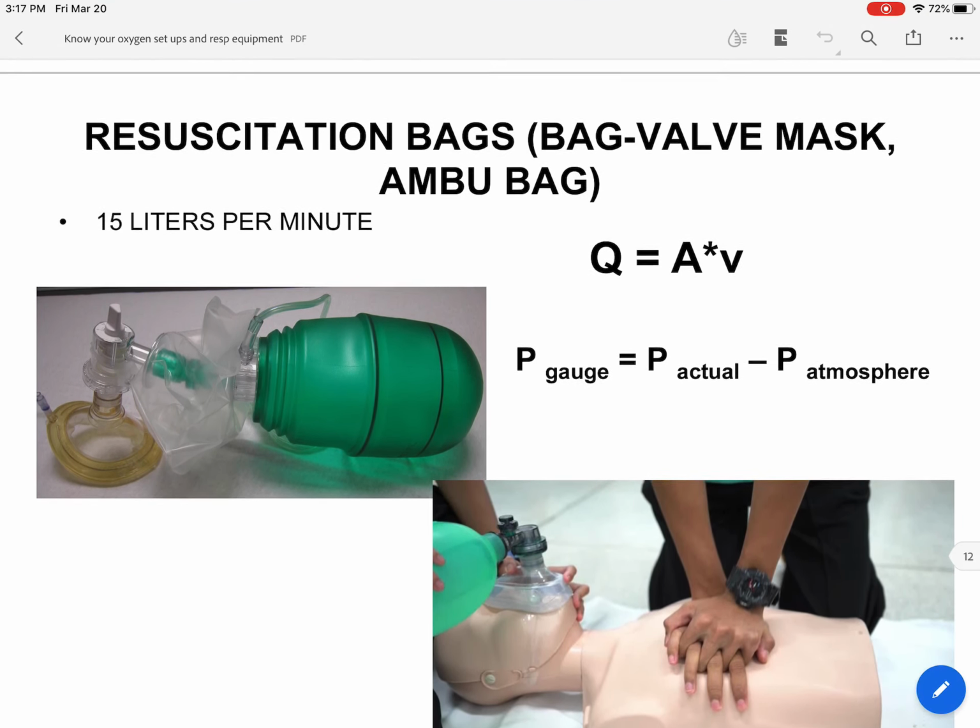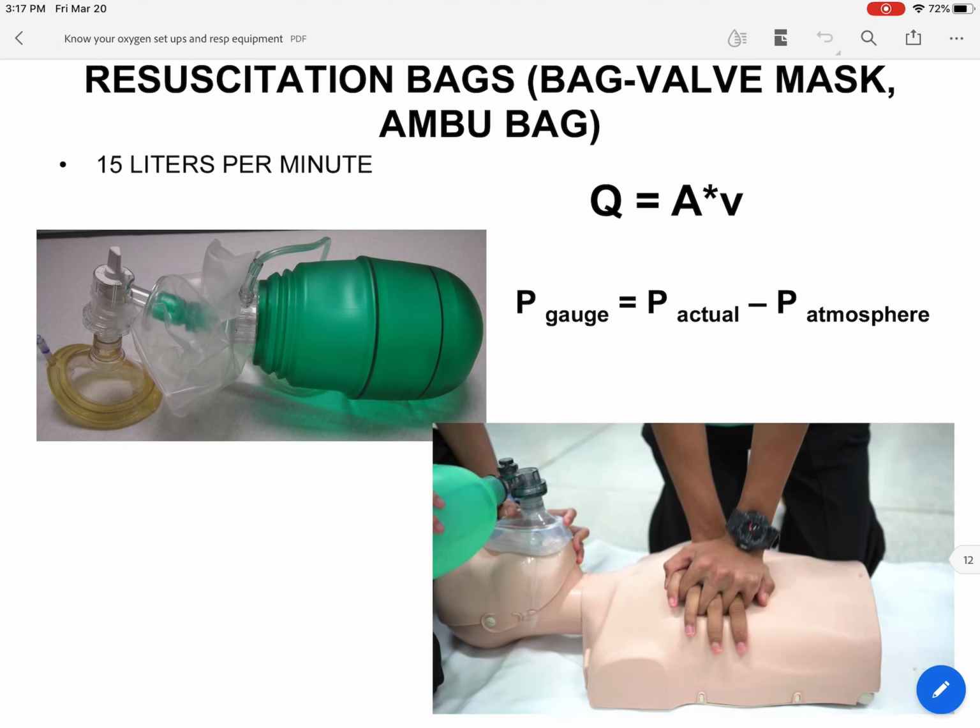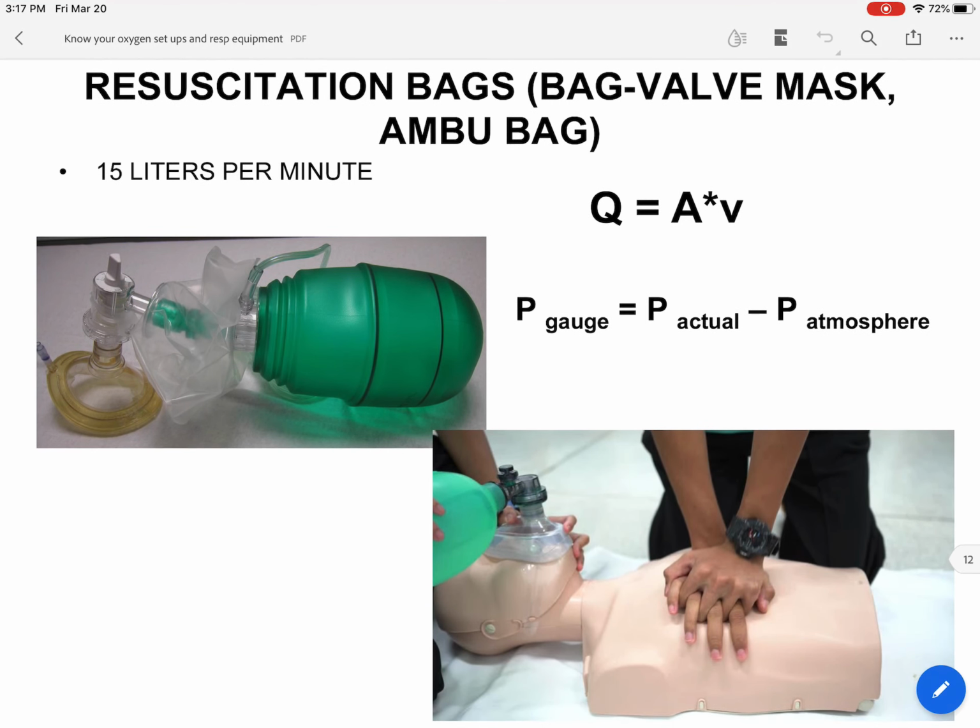Another example here, these resuscitation bags. Two things you have to take into account: the pressure on the outside versus the pressure inside the bag. That's going to be the gauge pressure, and then the rate at which the person receives the air, that's going to be the flow rate.